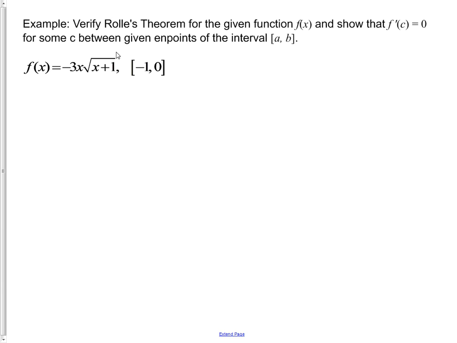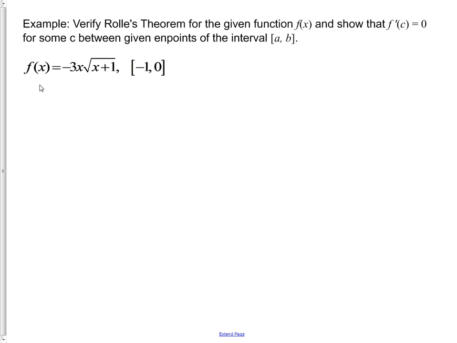Okay, so let's take on another example here to verify that Rolle's theorem for the given function will work and that there's a value c within the interval from a to b such that f prime of c is equal to 0. So, all right, this one looks a little bit more difficult, but it's certainly one that we can handle. There's a little bit more work involved in terms of our derivative, but let's take a look.